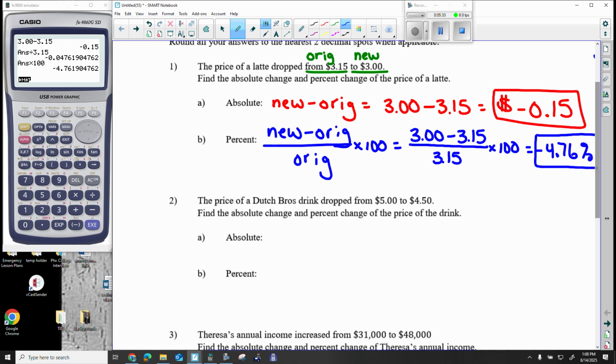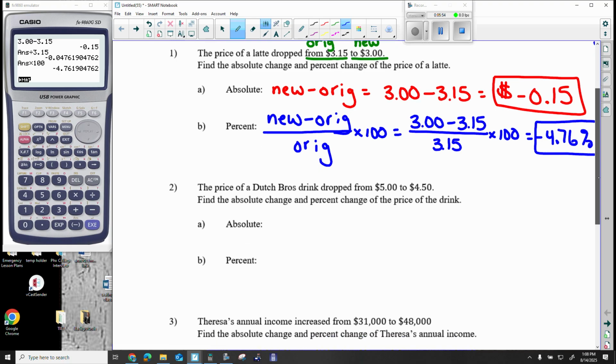And so the price dropped 15 cents. But the same thing would be saying it dropped 4.76%. The negative sign is important, so make sure you properly identify the new and the original. All right, let's do one more together.